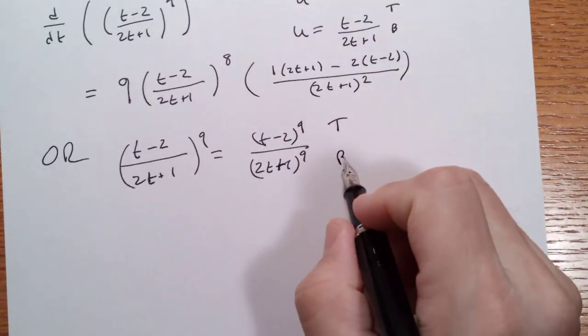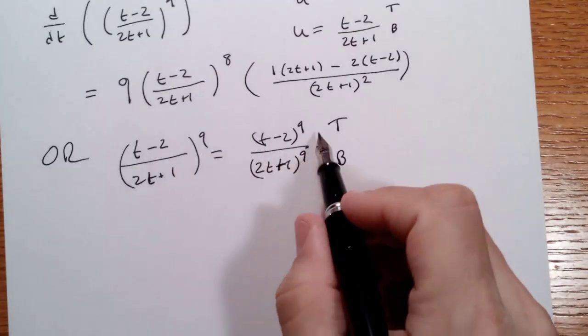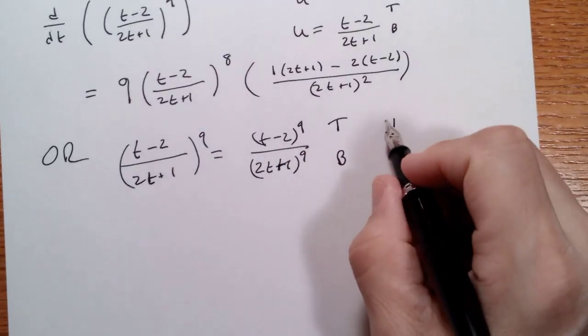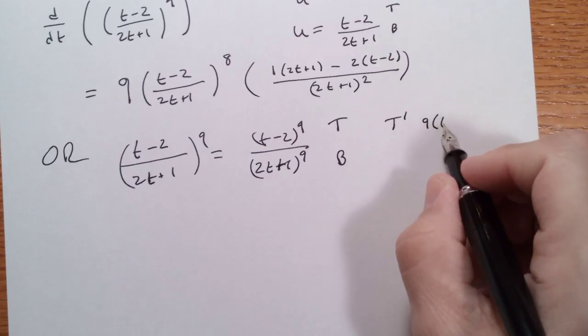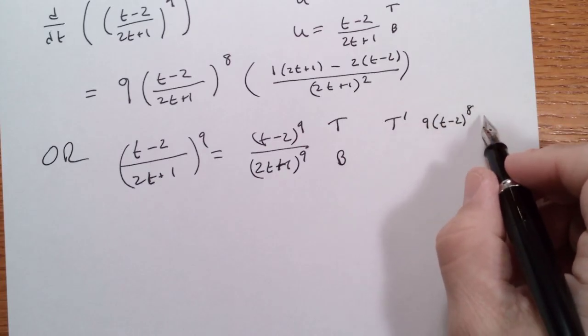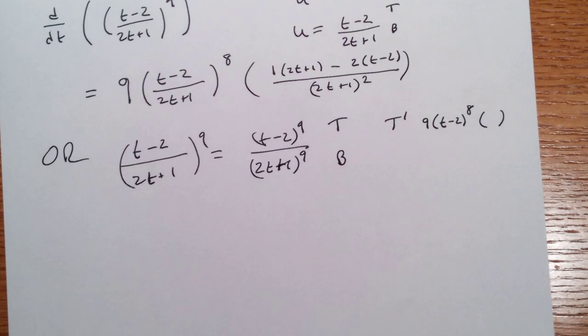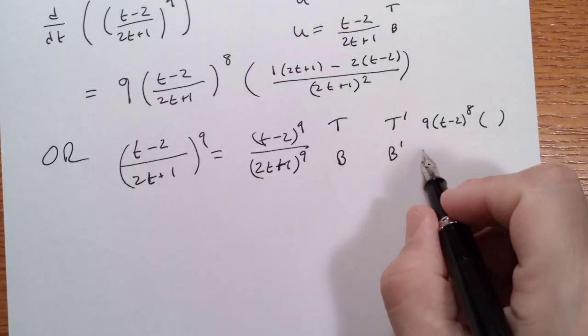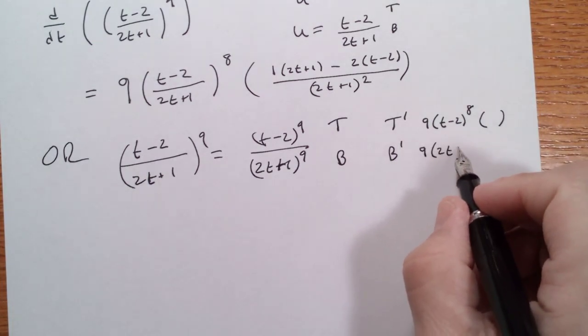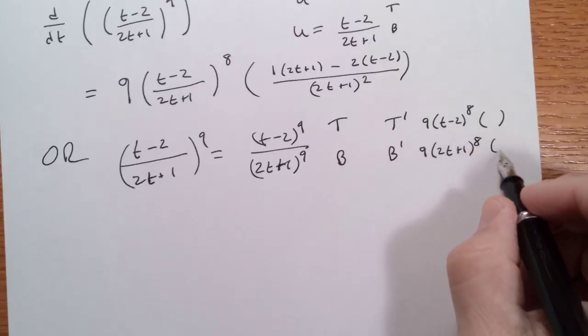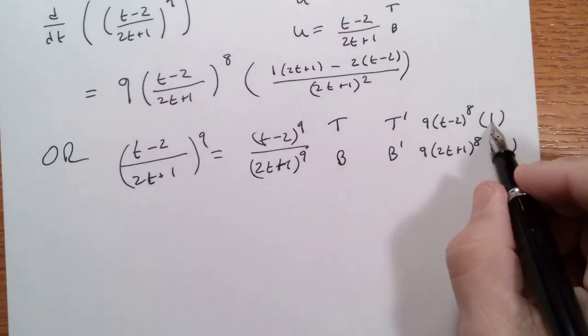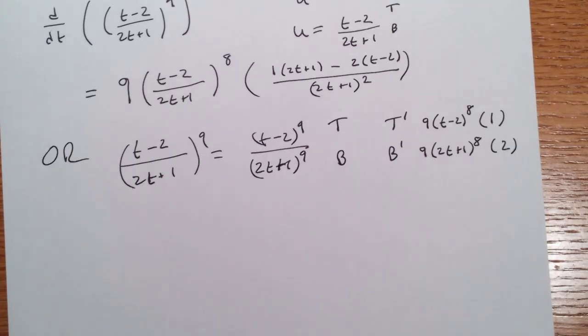This is our top, this is our bottom. But when I go to take the derivative of the top, I need a chain rule. When I go to take the derivative of the bottom, I need a chain rule. So I'm going to get an extra factor on the top prime and the bottom prime from the chain rule. And now I can do the quotient rule.